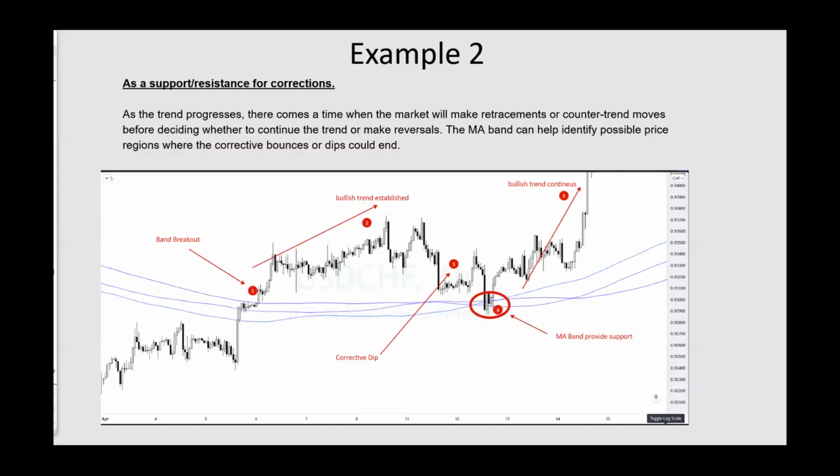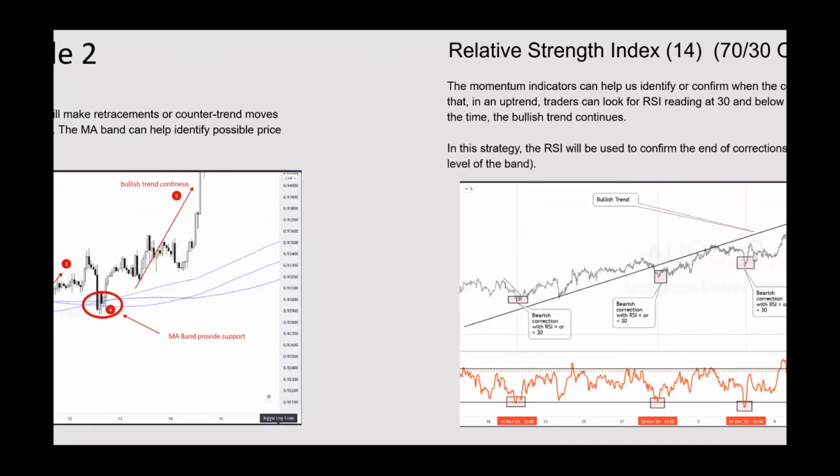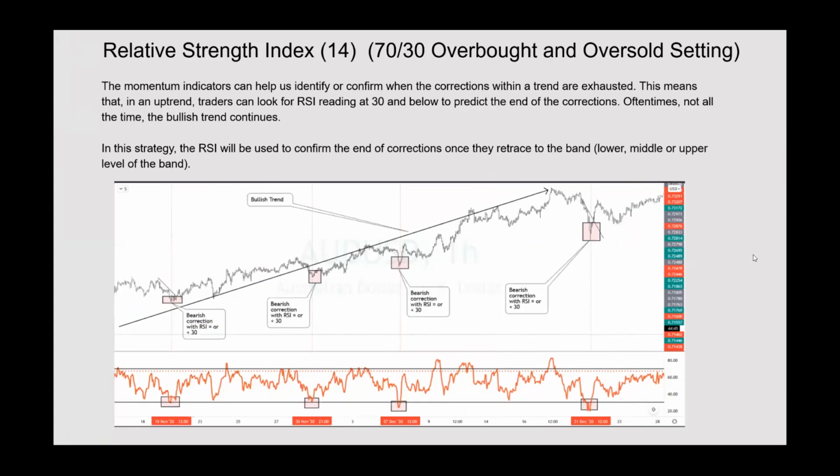Okay, so let's now look at the second indicator. The second indicator we're going to use is the RSI. We're going to make use of the 70-30 overbought and oversold settings. For those of you who can still remember, we talked about the momentum indicator in the last class, and let me share that with you guys.